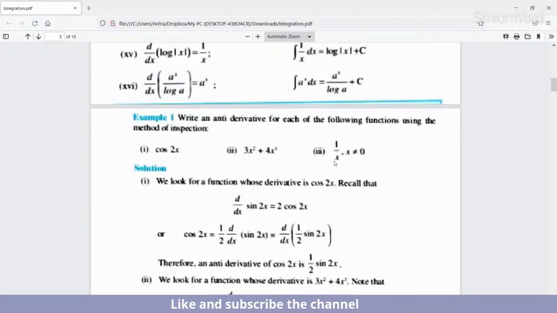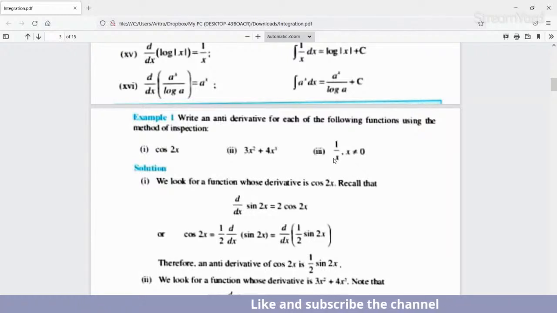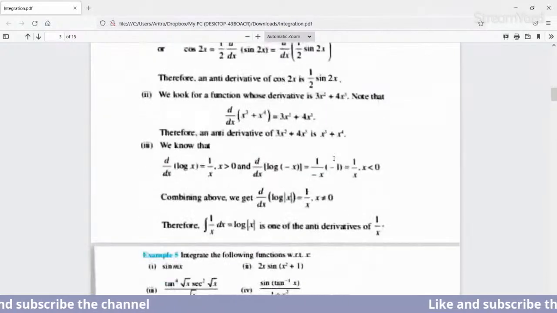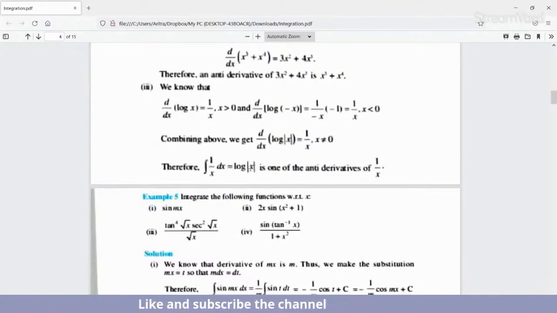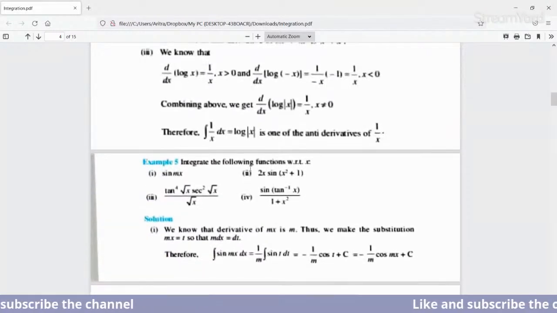Lastly, 1 by x. In the last class in differentiation I told you that d/dx of log x gives 1 by x. So if we integrate 1 by x, definitely it will give log x itself, and that's the answer. One thing, do not forget, there will be a modulus, so it will be a positive value. Let's go to the next one.